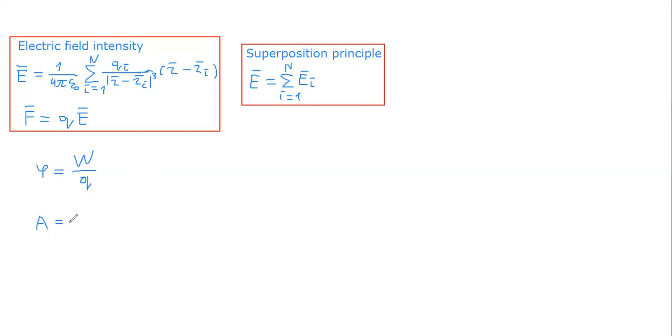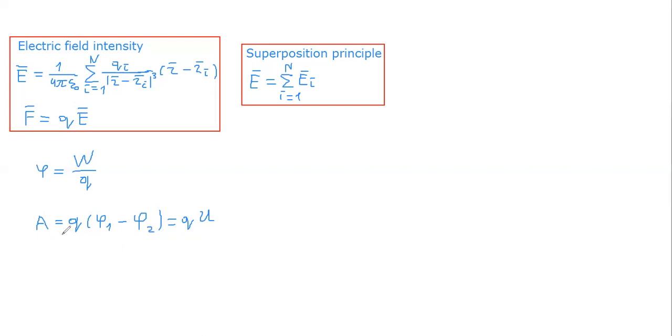A is equal to Q multiplied by phi 1 minus phi 2, and it is equal to Q multiplied by U. Phi 1 is the potential of the charge at the initial point, and phi 2 is the potential at the final point.